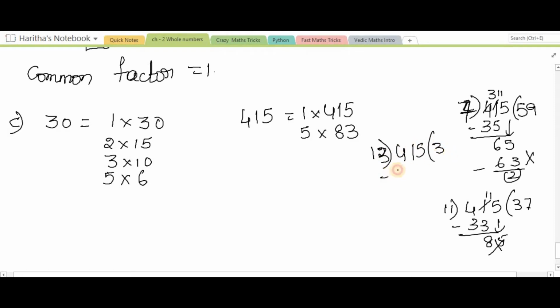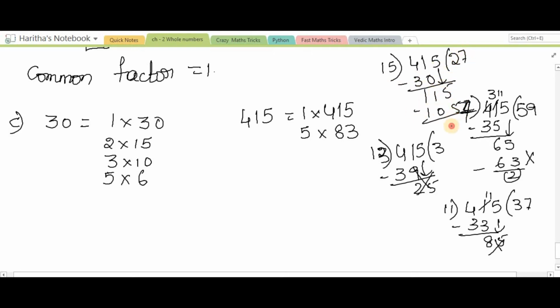Now we will see the 13 table. 13 3s are 39. 11 minus 9 is 2 and 25 will come. In the 13 table, 25 is not there. 14 table, as 7 and 2 will not come, so 14 also will not come. And now we will see 15. 15 also will not come because 5 and 3 it has to come. 15 3s are 45, 15 2s are 30. 15 7s are 105, so that is the reason it is also not divisible.